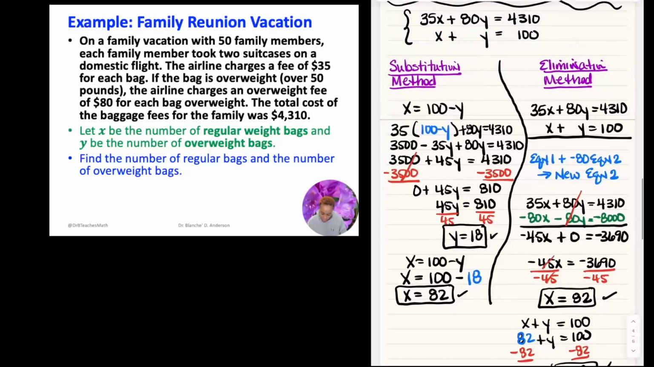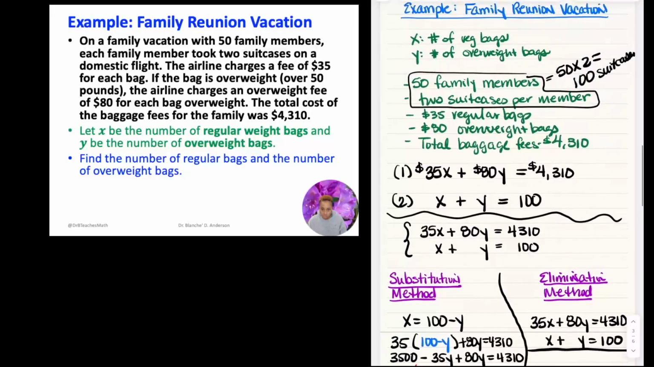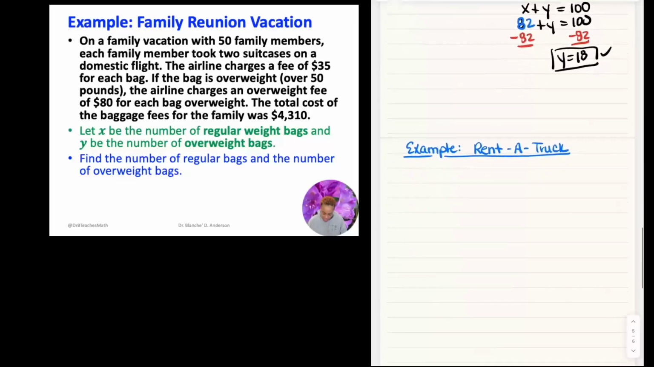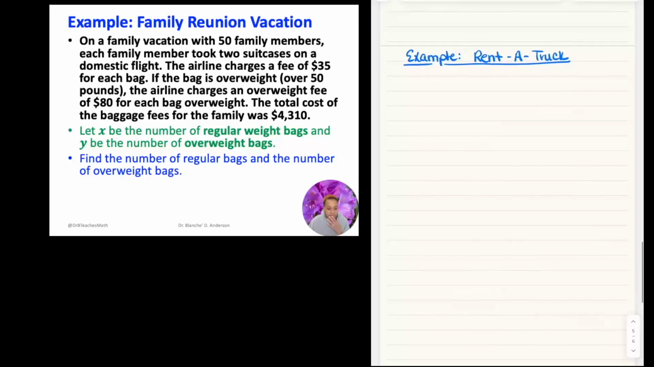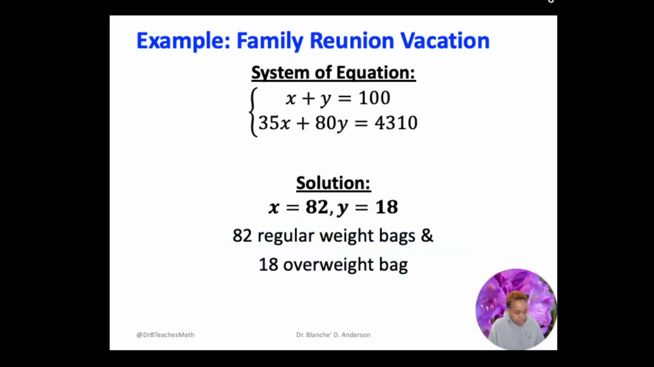And I'm doing both methods just so you can see how it works and you decide which one you want to do, okay? Now, let's do an example with the matrix, okay? So let's go to that one. Here we go. All right. So yeah, we ended up with 82 regular bags, 18 overweight bags.